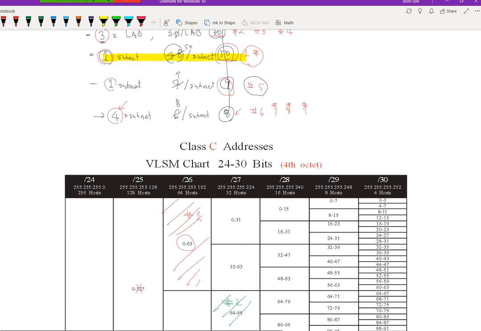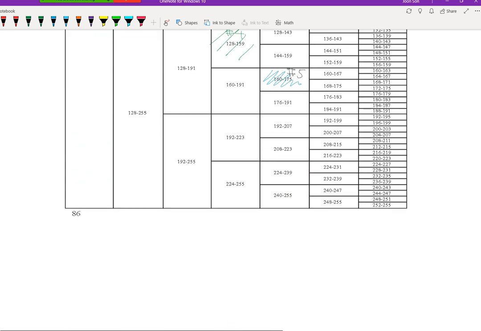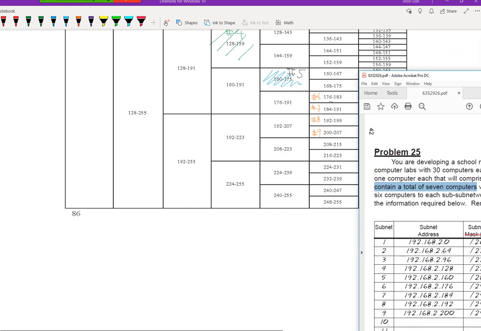And I need 4 additional subnets, but their block size is 8, right? So I can use /29. How many of them? 1, 2, 3, 4, right? 4 of them with a block size of 8. So this is number 6, number 7, number 8, and then number 9. Okay? So the answer is as shown here, right?